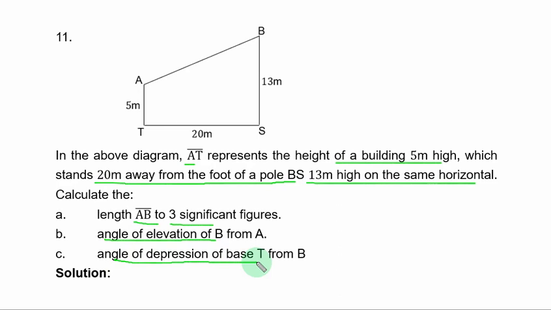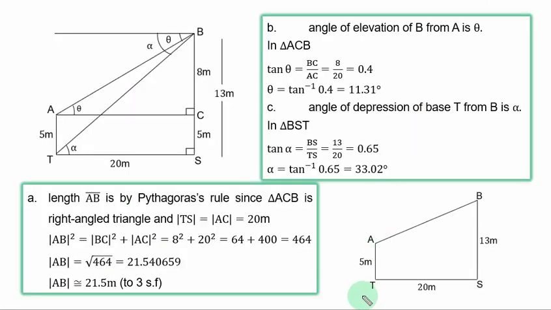The diagram, we need to adjust it. We have to close this part. Because the base T is mentioned, we have angle of elevation and depression. Then we have the complete solution. The given diagram is adjusted to this form.